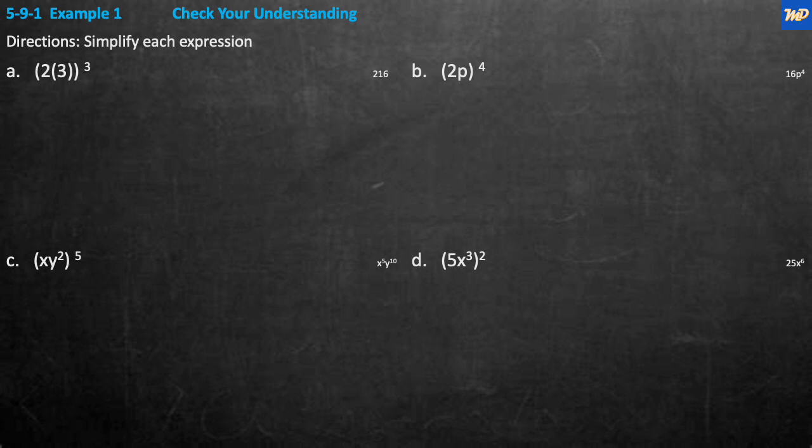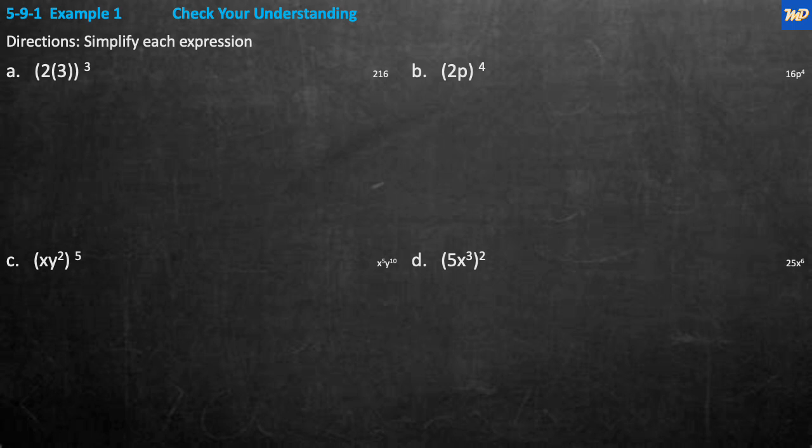Okay, here in example 1, check your understanding. They want you to simplify each expression. So why don't you take the time, as usual, and stop the video and try these. And then when you get back, we'll do them together. So, okay, now that you're back, let's go to A. There's no variable in here, just numbers. And according to our PEMDAS, I think we went over that before, where your order of operations.